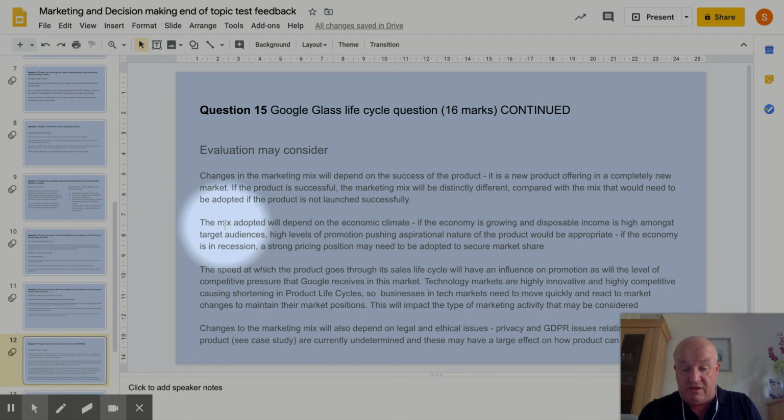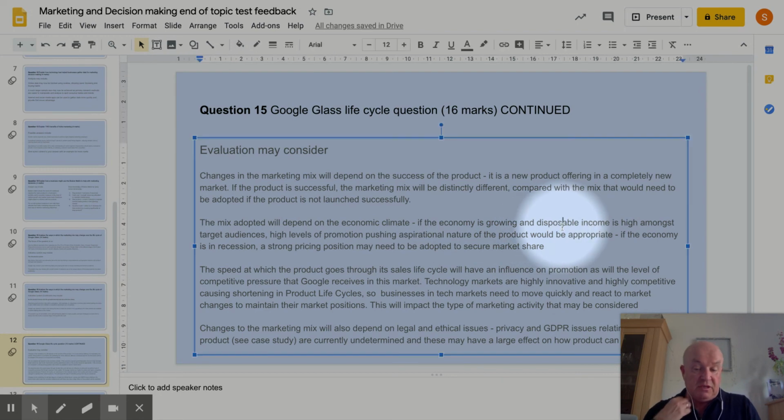Another thing that you have very little control over is the economic climate, okay? So the mix that will be adopted, the marketing mix and activity and budgets available, is going to depend very much on the economic climate. If we've got an economy that's in growth with lots of disposable income amongst our target audience, then we're going to be looking at high levels of promotion, pushing the aspirational nature of the product, and that would be particularly appropriate.